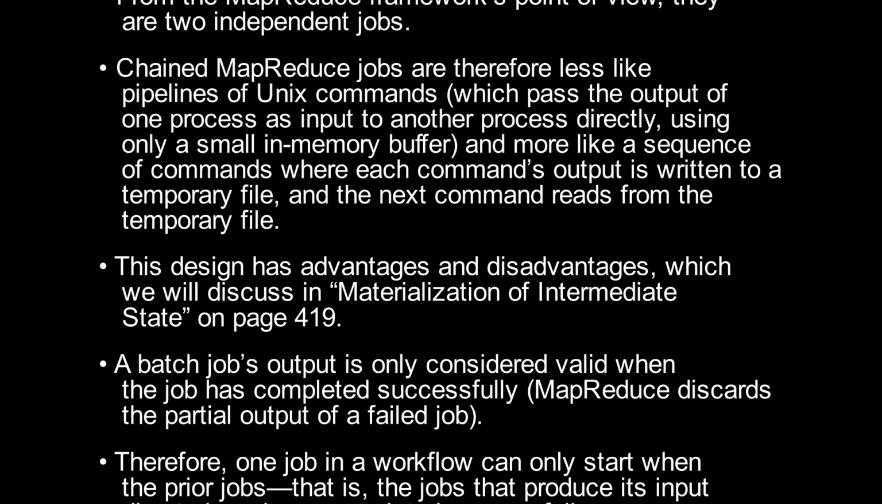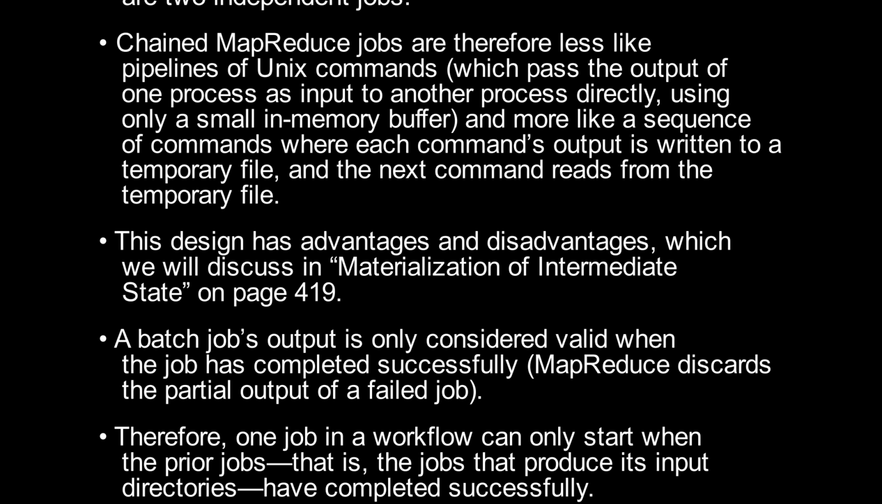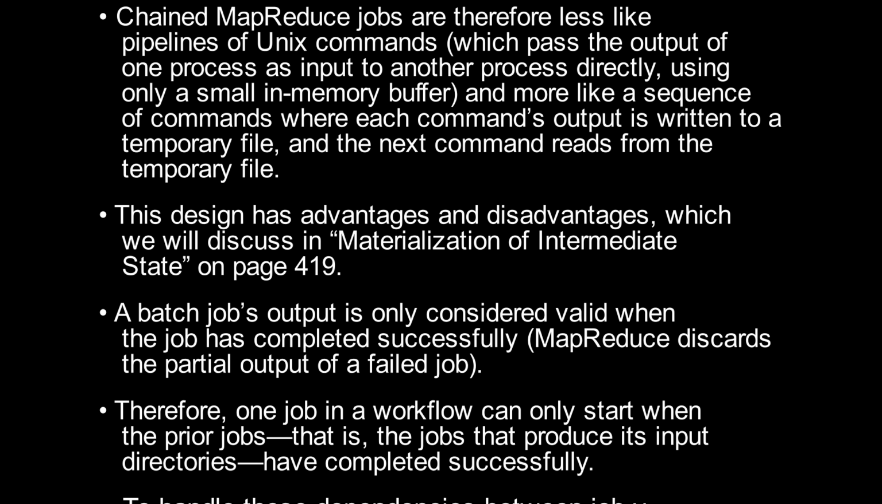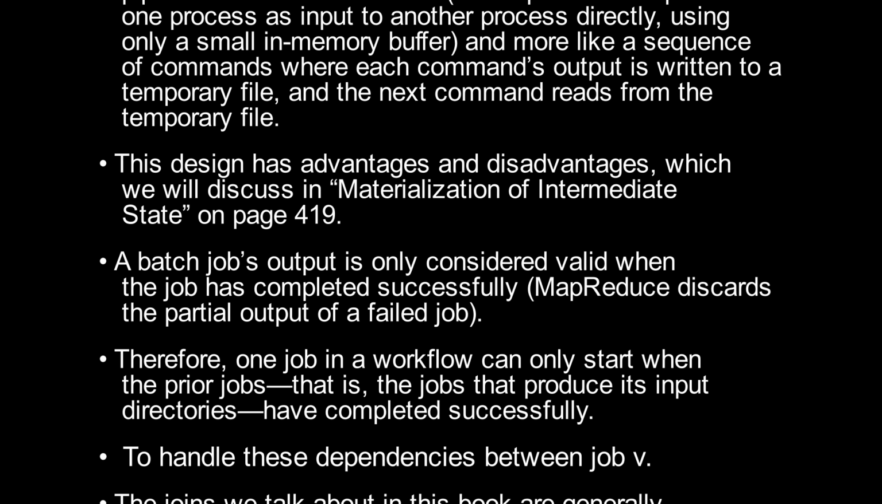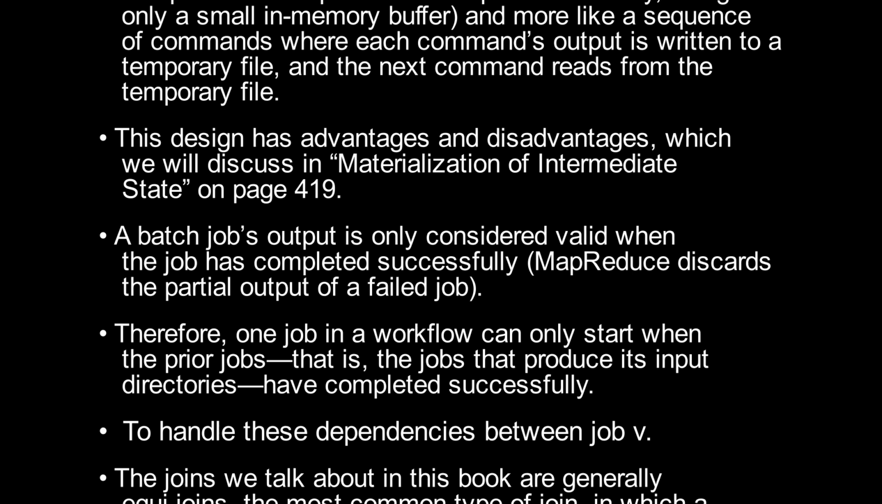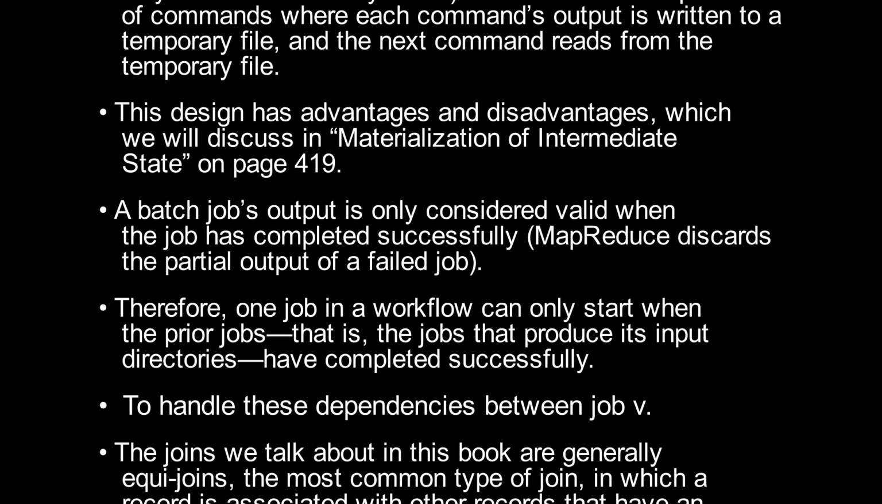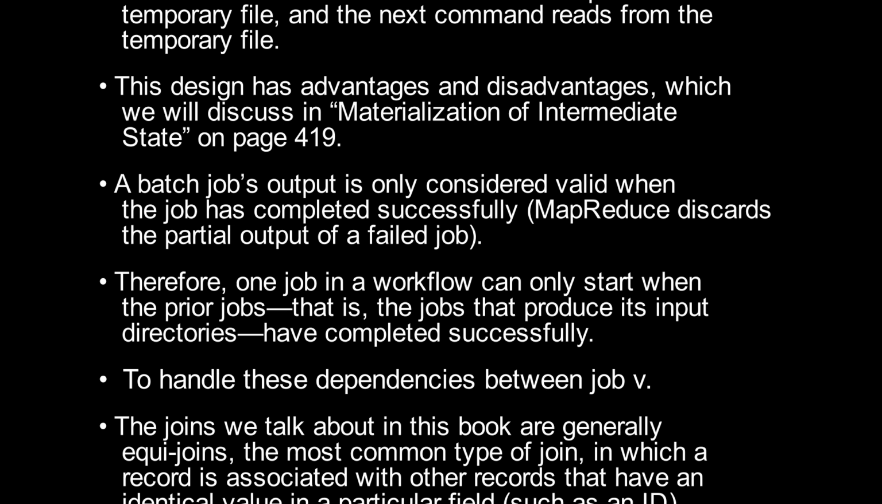A batch job's output is only considered valid when the job has completed successfully. MapReduce discards the partial output of a failed job. Therefore, one job in a workflow can only start when the prior jobs, that is, the jobs that produce its input directories, have completed successfully.